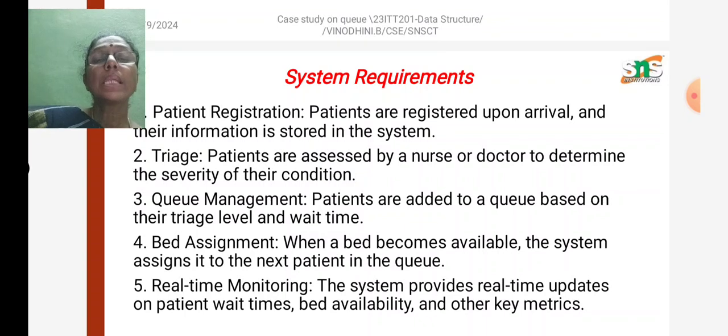Next is real-time monitoring. The system provides real-time updates on patients' wait times, bed availability, and other key metrics. These should be updated periodically, on every patient arrival and discharge. So these are all the system requirements needed to implement hospital emergency department management.